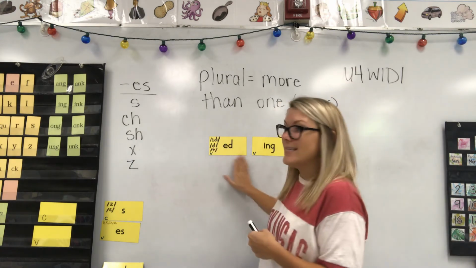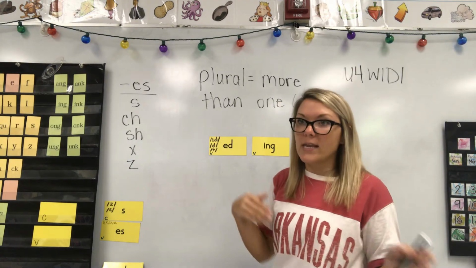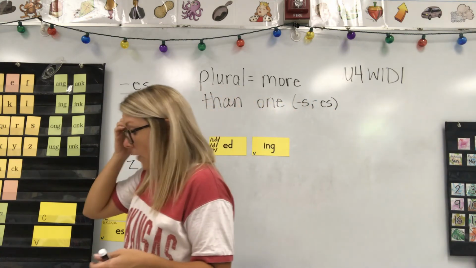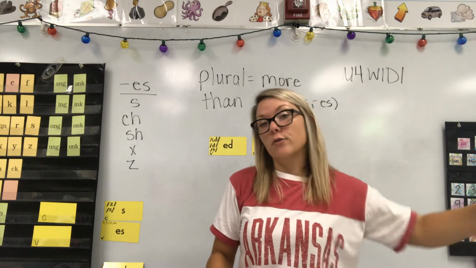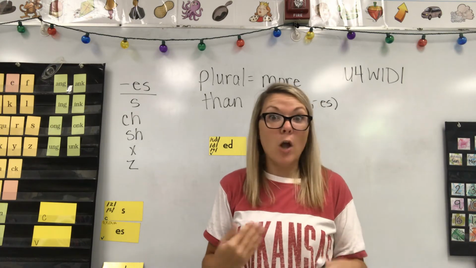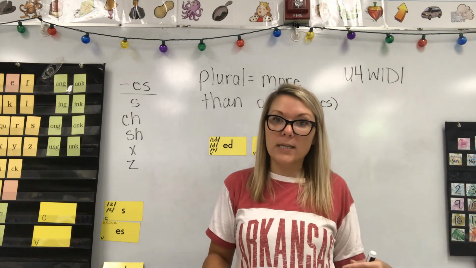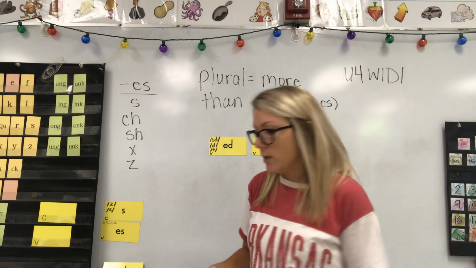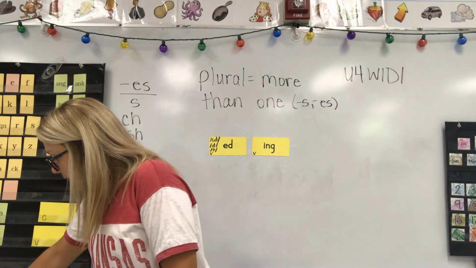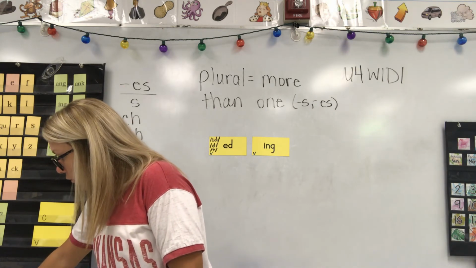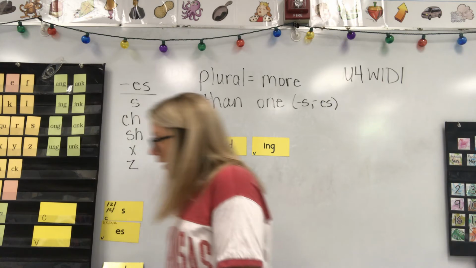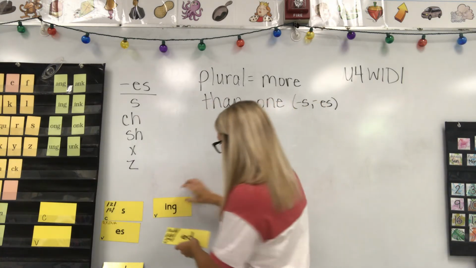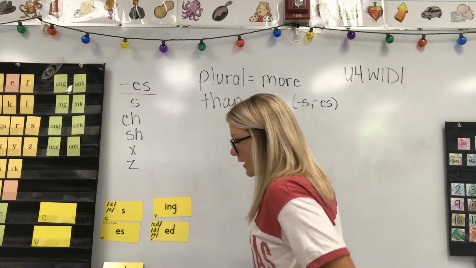An ed means that something already happened. So I walked into the room this morning. That means I'm not doing it now. I already walked in. I'm in the room now. So I walked earlier this morning. So ed means that something has already happened. Let's practice some words with ed and with ing.